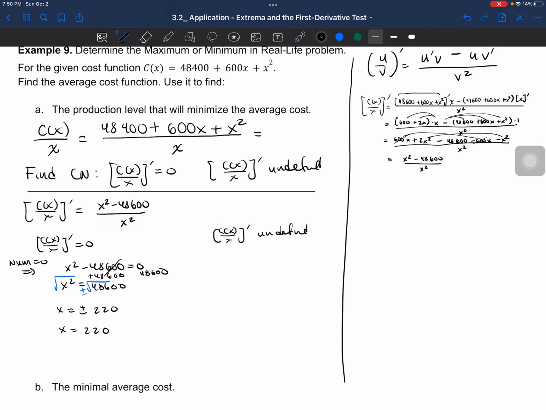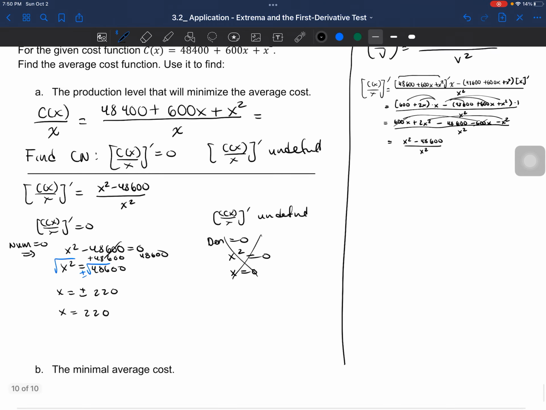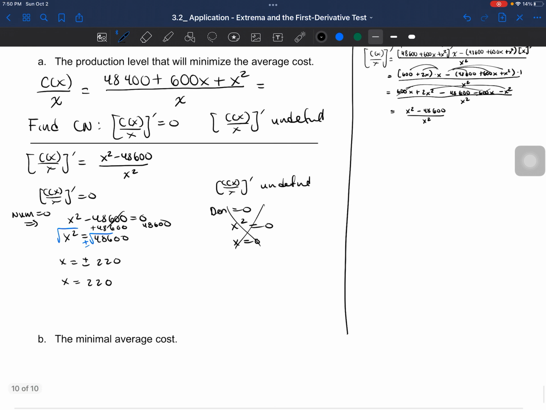All right, so for this critical number, this will be undefined whenever the denominator is 0. So that means whenever x squared is 0. But this will imply that this is going to happen when x equals 0. And we know that that's not a critical number because that will make the original function undefined, so it's not part of the domain. So this will not work. All right, so we found the critical number.